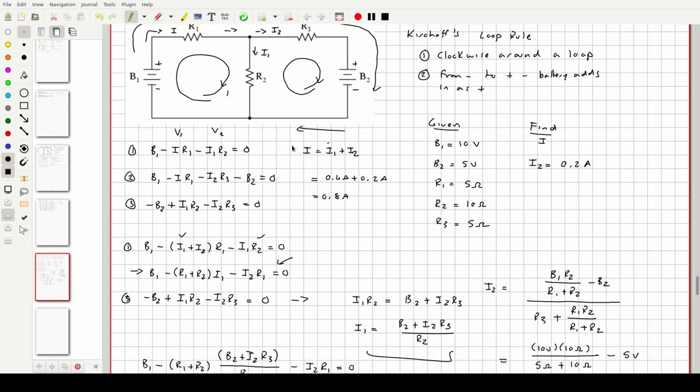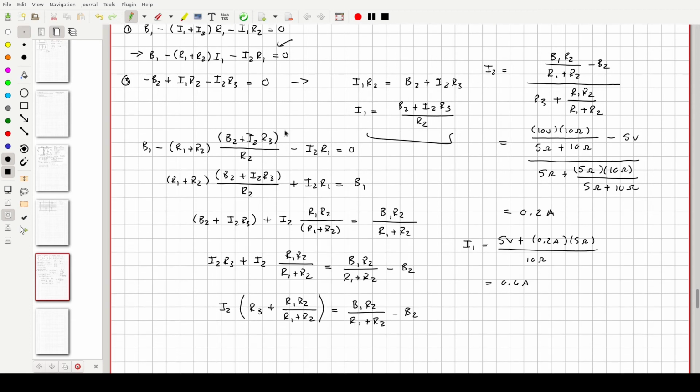Okay. All right. So that's it for this video. We've covered all of Kirchhoff's rules, including the loop rule, and we've taken a look at resistor addition in both series and parallel configurations.